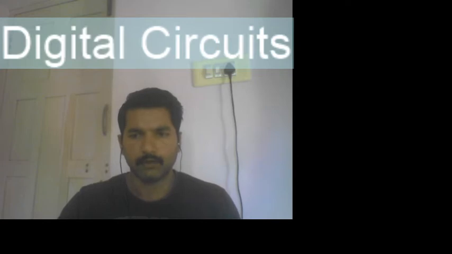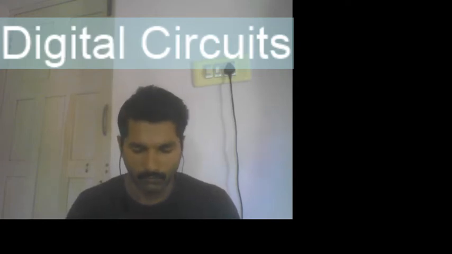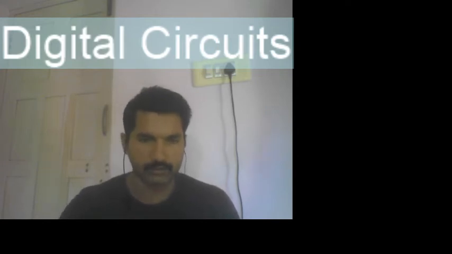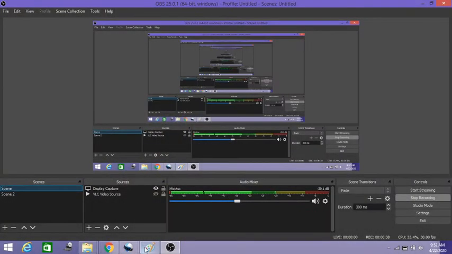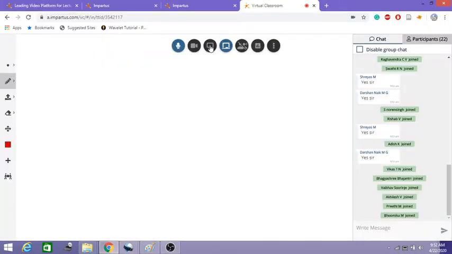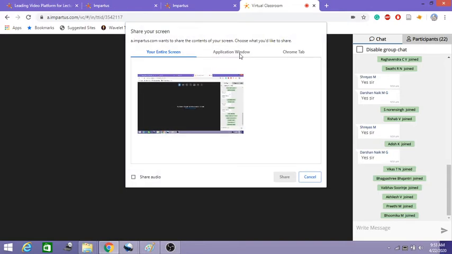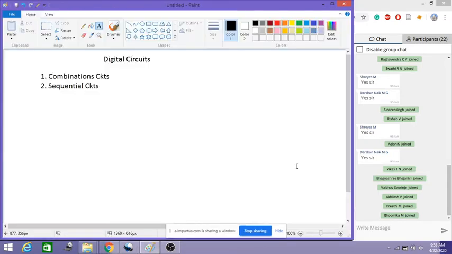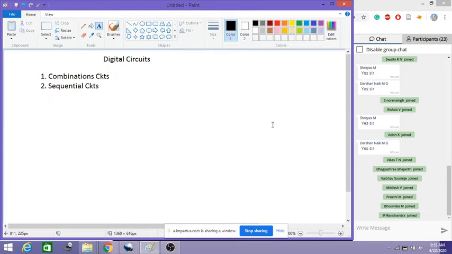There are two types of logical circuits when we talk here. One is the combinational circuit and the other is the sequential circuit. Let us switch back to our screen and see. Okay, so here you can see there are two types of circuits: the combinational circuit and the sequential circuit. So what do we mean by combinational circuits?